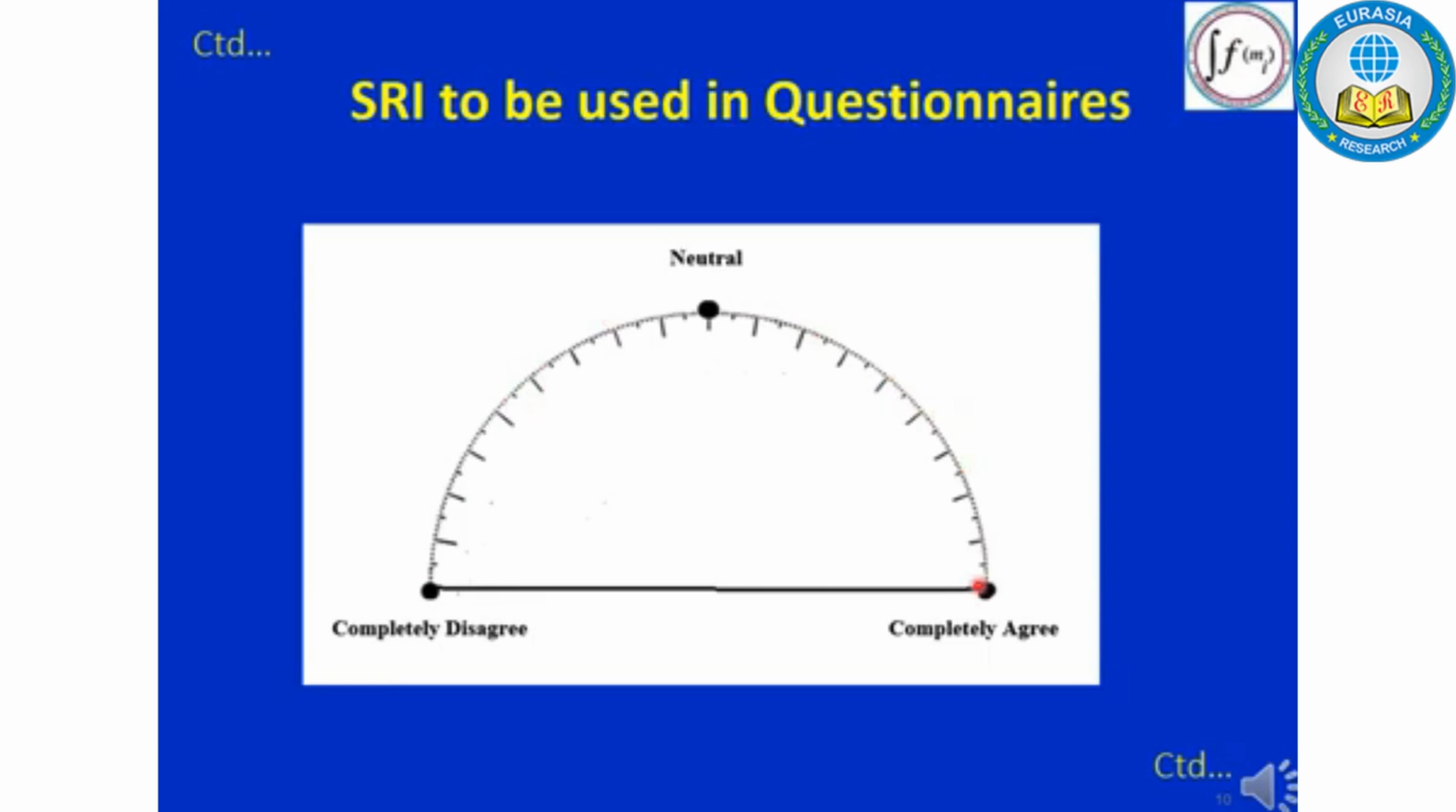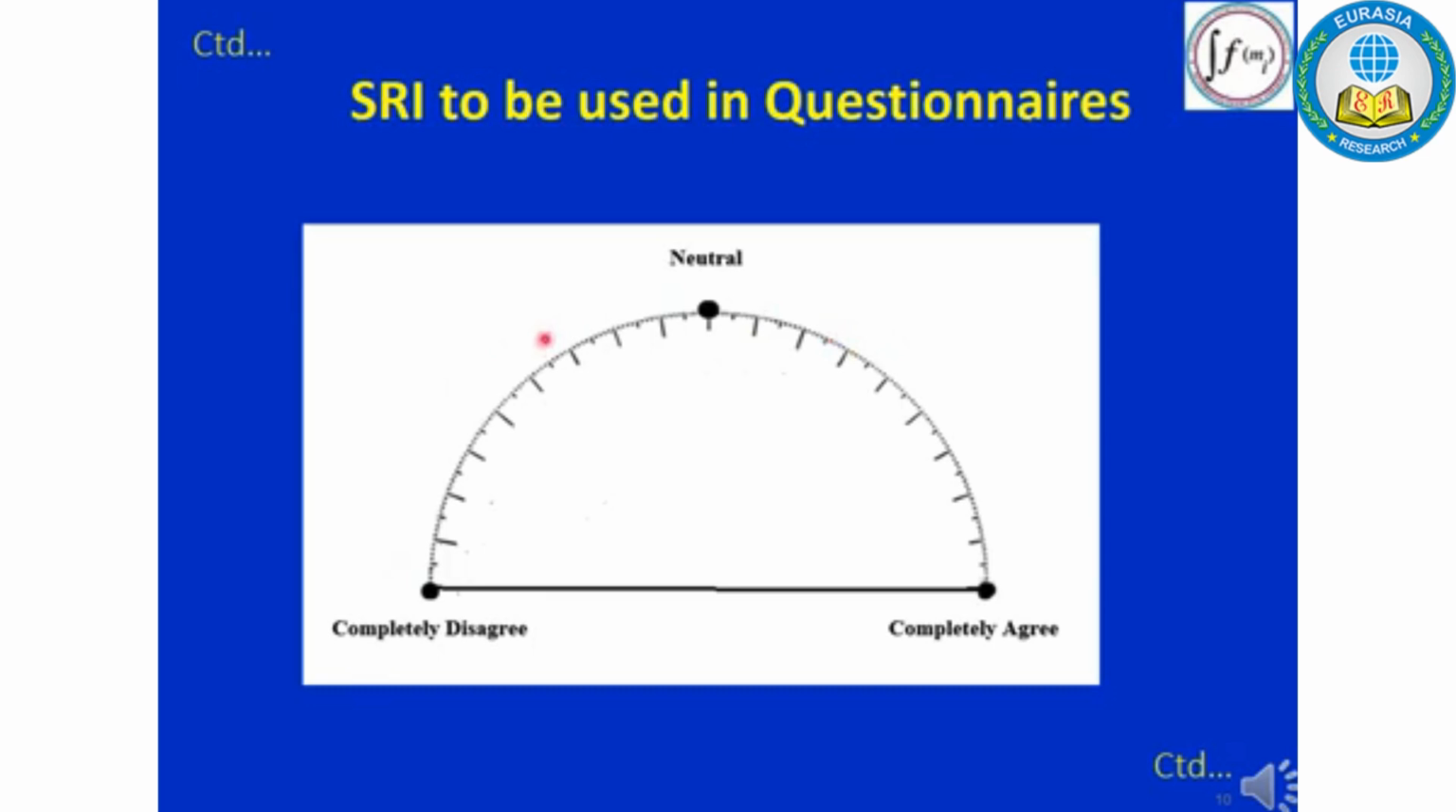Say for example, if Eurasia Research wants to know what the participants think about their conference, they give this statement: this conference is very useful. The rater can give his or her response on this circular arc, can put the tick here. Then the researcher can read the value, that means the angle, or using S equals r theta, can get the arc length.